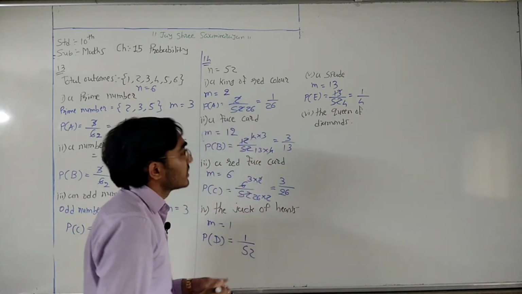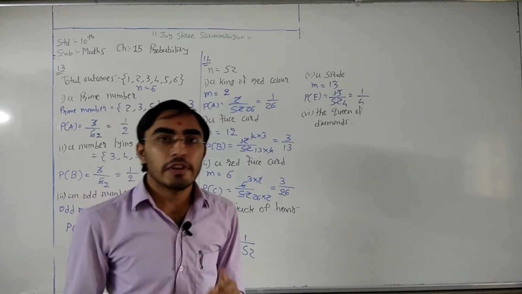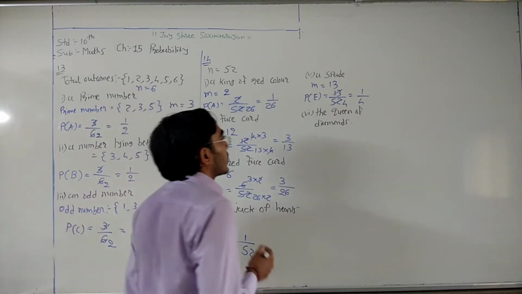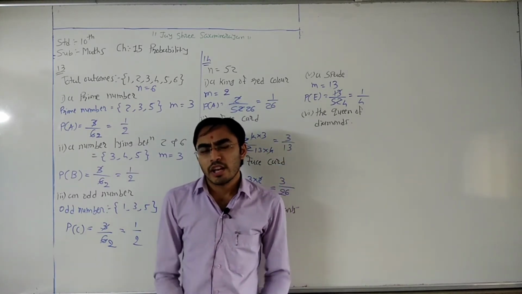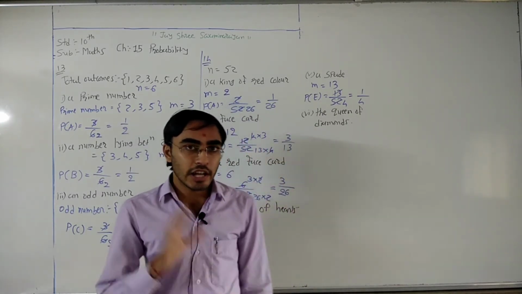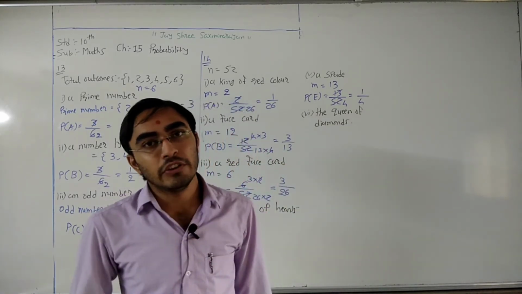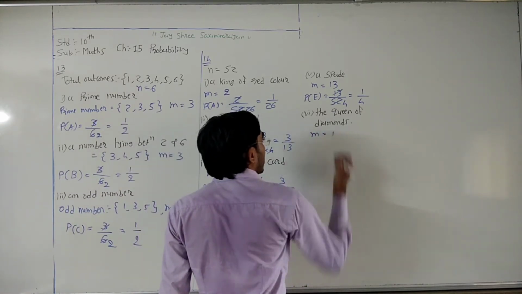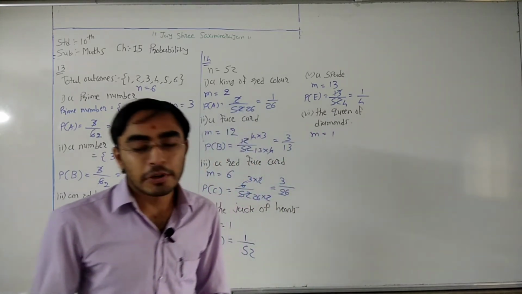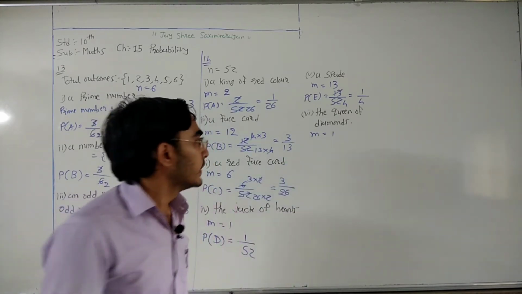Now at last, the queen of diamonds. So total how many queens are there in diamond pattern? Only one queen, right? In diamond pattern we have 13 cards, in that only one queen is there. So here our favorable outcomes n is equal to 1, right? Queen of diamond, we have only one queen of diamond, so n is equal to 1.